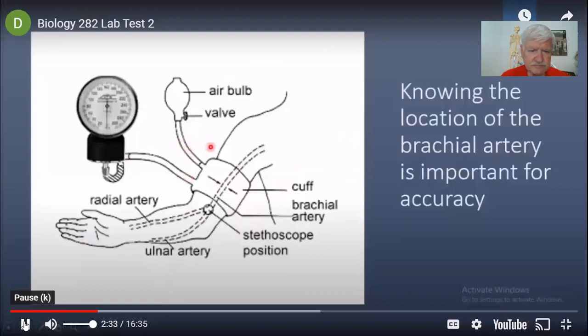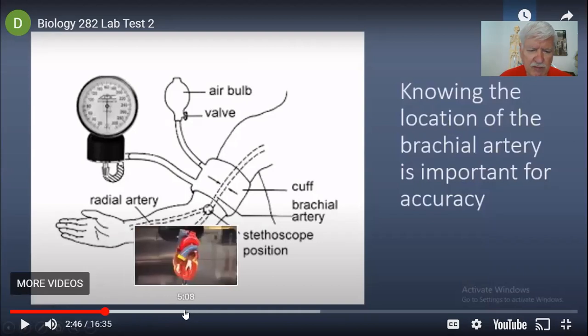Question number 6 is, what is happening in the heart at diastolic pressure? If you trace the brachial artery back, the brachial artery goes back to the left ventricle, and during diastolic pressure, the left ventricle is relaxing.